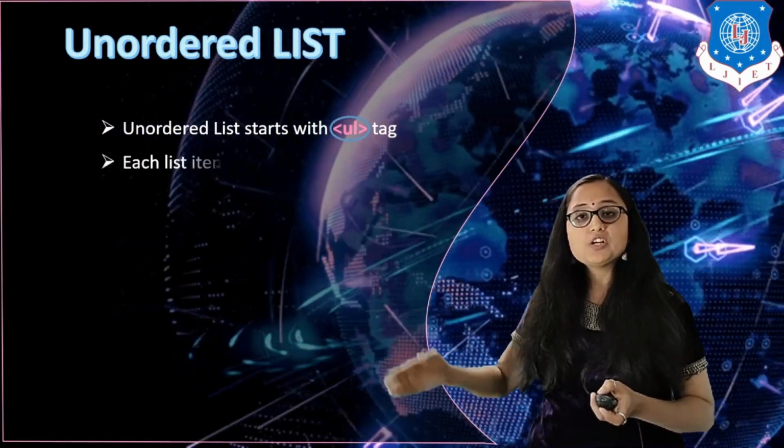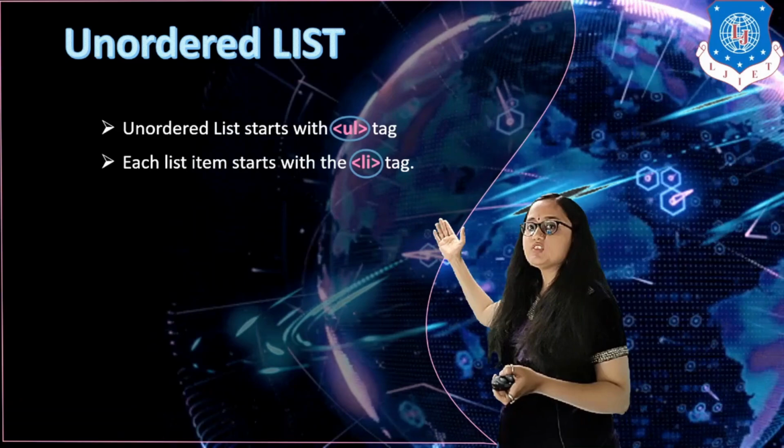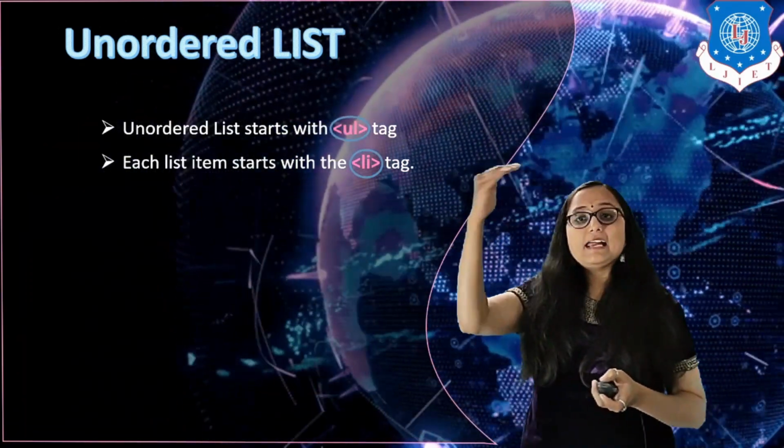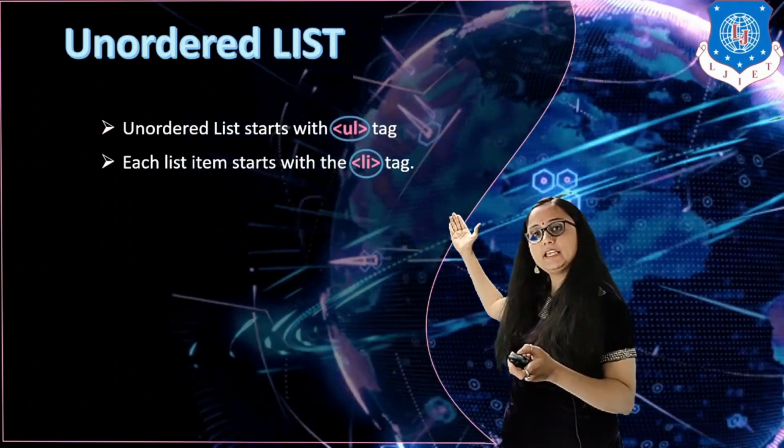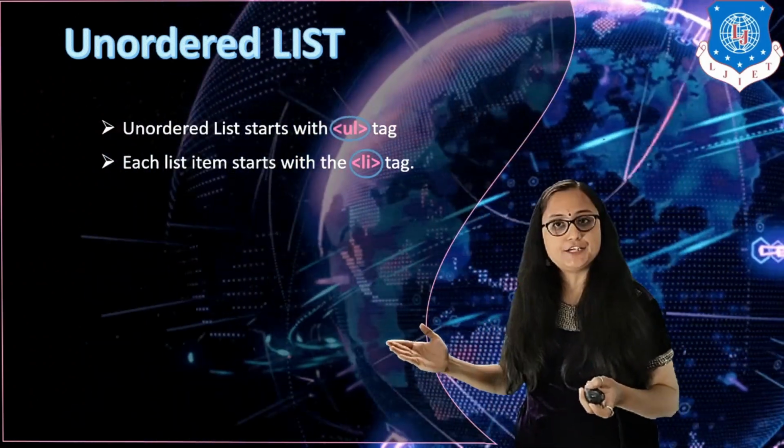unordered list. But the child tag is the same, that is, if you want to write the items inside your UL tag, the child tag is again LI. LI stands for list items.